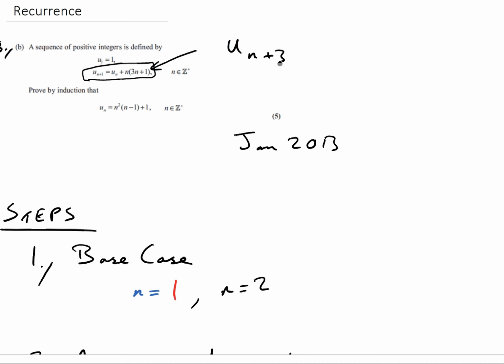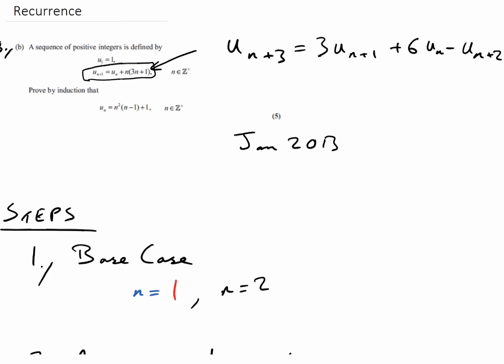If it was something like, as I say, let's say u_{n+3}. u_{n+2} would be using 3 terms. If u_{n+3} is given as something like 3u_{n+1} plus 6u_n minus u_{n+2}, then how many terms have we got? We've got 1, 2. I think that's just gone slightly off the screen, but that's u_{n+2}. 1, 2, 3, 4. So you'd have to use it for n equals 1, n equals 2, n equals 3, and n equals 4. So that's basically the general rule which you have to do. Hopefully that makes a little bit of sense.